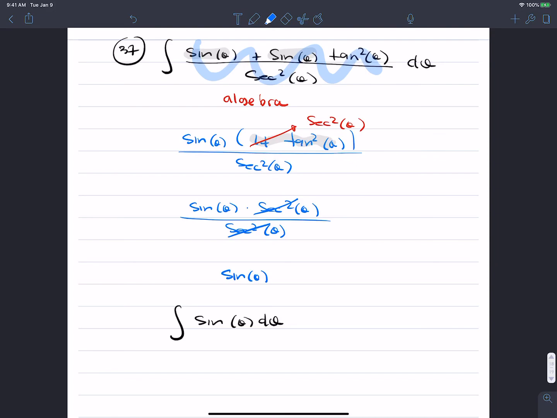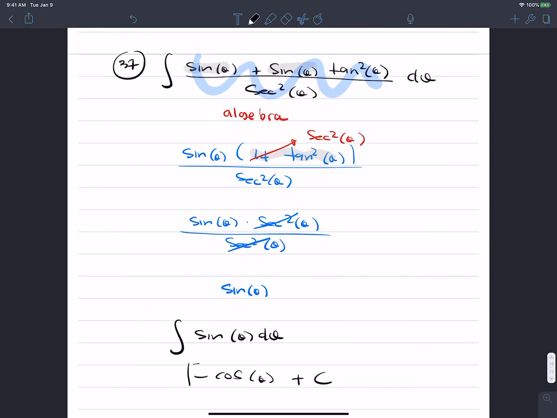So now we have to remember, what's the integral of sine theta? The derivative of cosine is actually minus sine, so the antiderivative of sine will be minus cosine, plus that constant. And you are done. So this concludes our exercise in what we've been doing here. These are these indefinite integrals here.